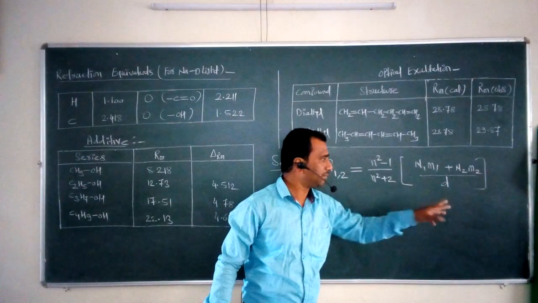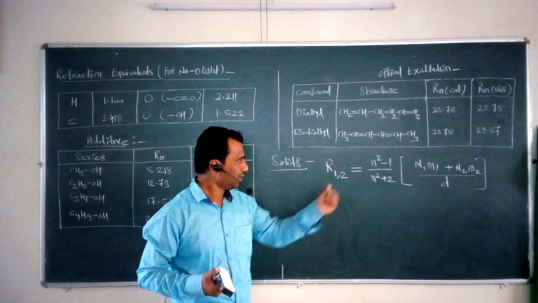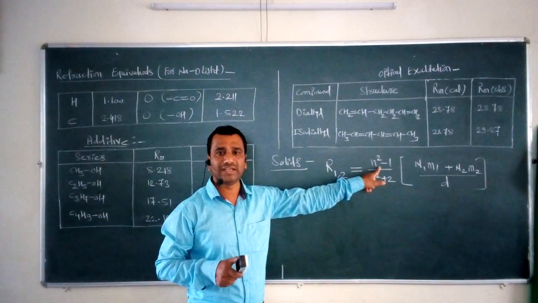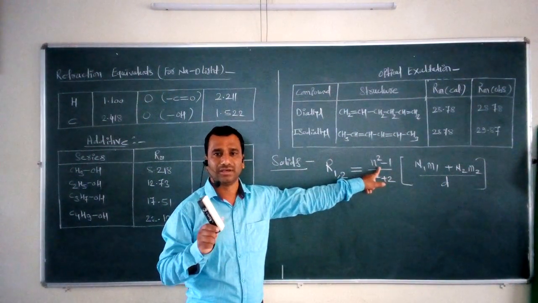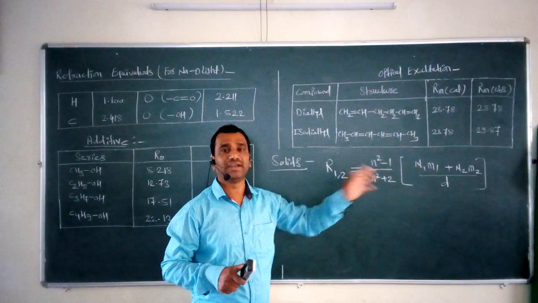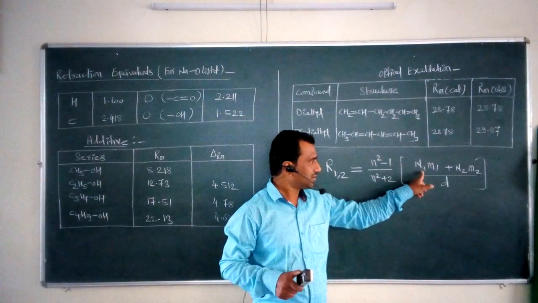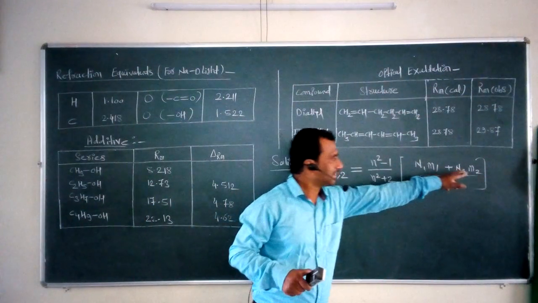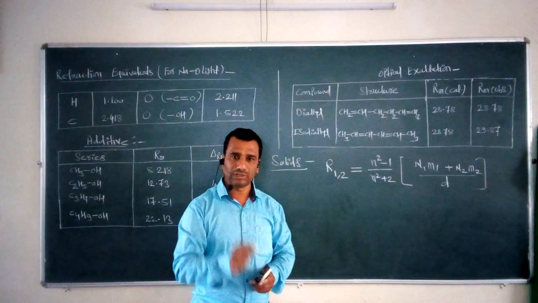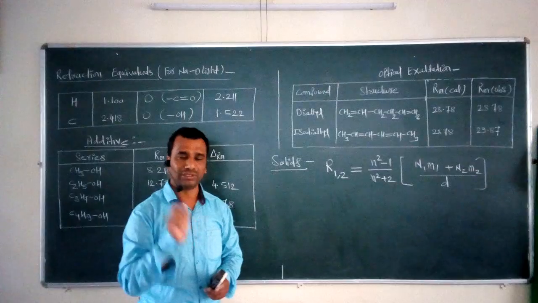Now what are the simple parameters in this given equation? We know this R is the molar refraction for a solution. This small n stands for the refractive index of the medium. This capital M1, capital M2 are the molecular weights of the solvent and solute respectively.